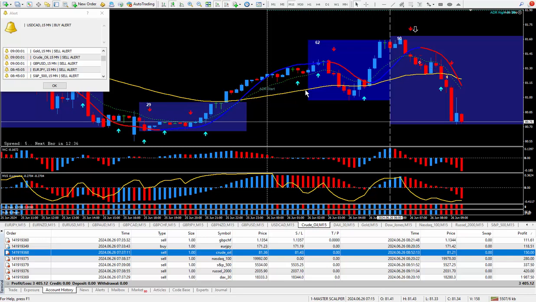Now this master scalper here, if you have the alert turned on, you'll get an audio sound and this pop-up box suggesting, like when it goes from blue to red to sell and red to blue to buy. So all you got to do is make sure the alerts are turned on.